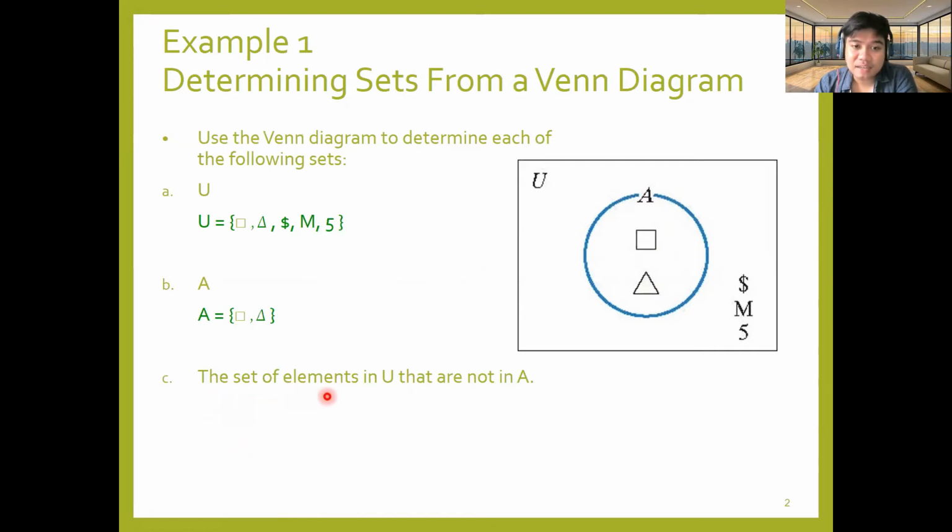And the set of elements in U that are not in A, so ibig sabihin nun, we are going to exclude yung nandun sa loob ng A. So, ang kukunin lang natin is yung nasa labas. So, ibig sabihin nun, tatlo lang yung ating elements. At sila si dollar sign, letter M, and number 5.